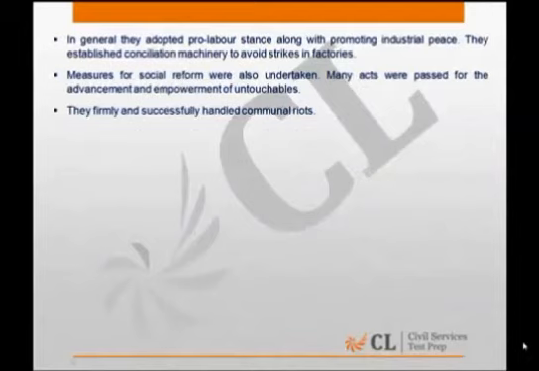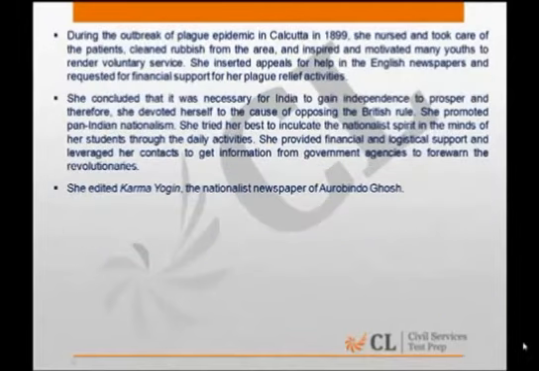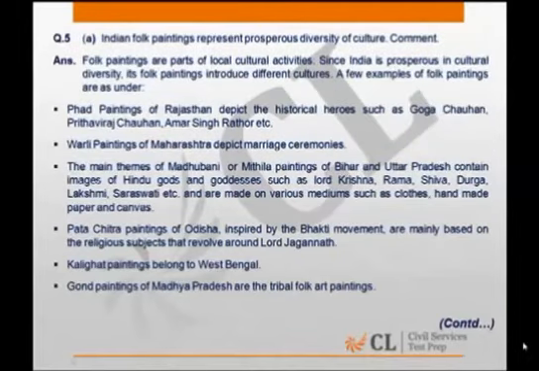When we talk about question number 5, Indian folk paintings represent prosperous diversity of culture. Comment. This question has 2 parts, 100 words, 5 marks each. The question is about Indian art and tradition, or art and culture. The first part, part A, talks about the Indian folk paintings.